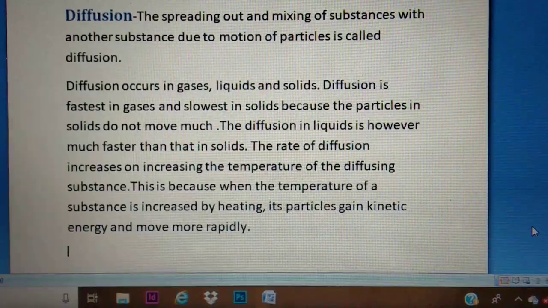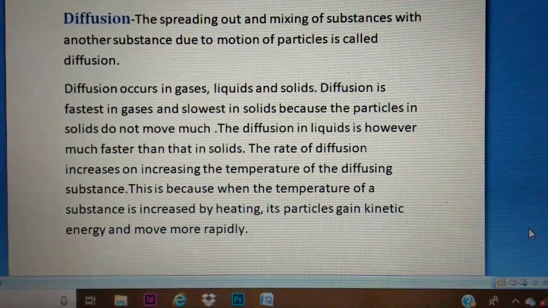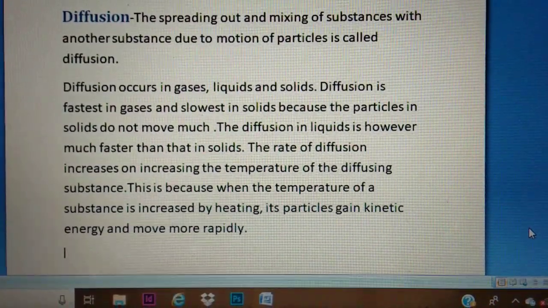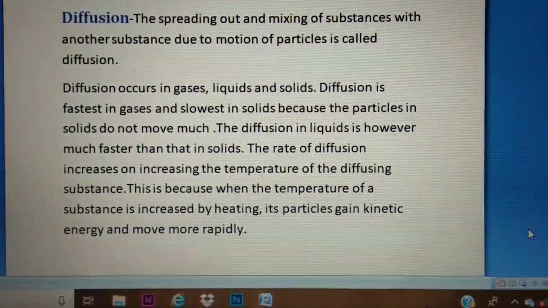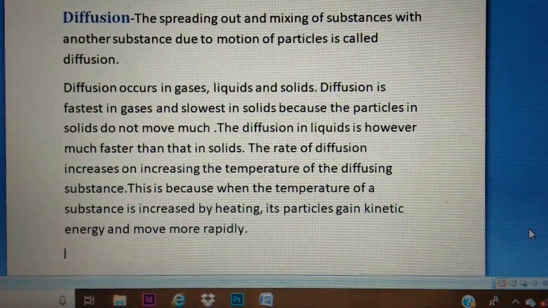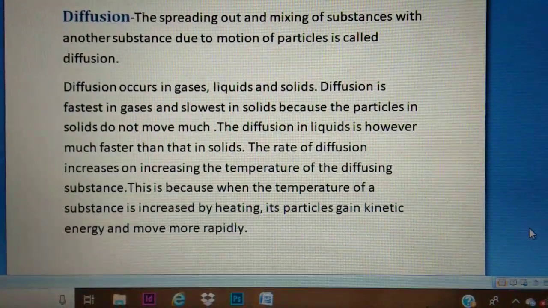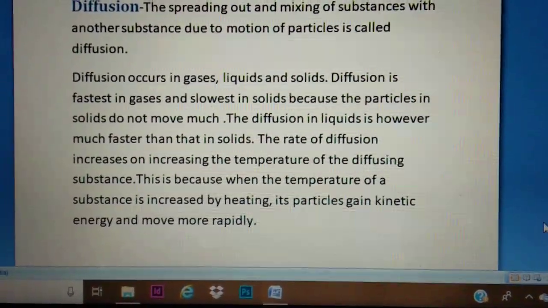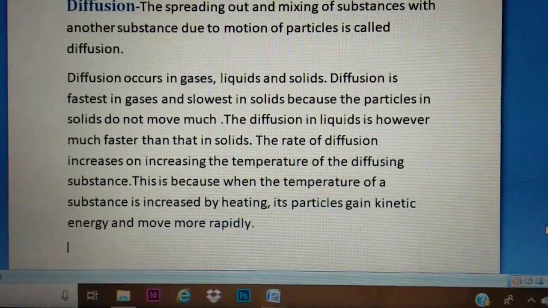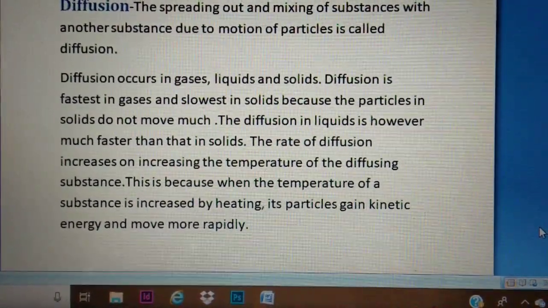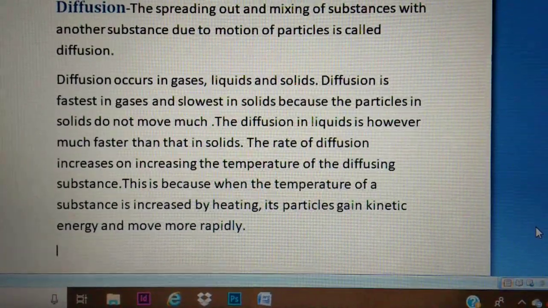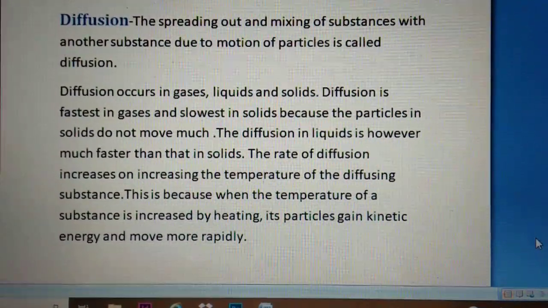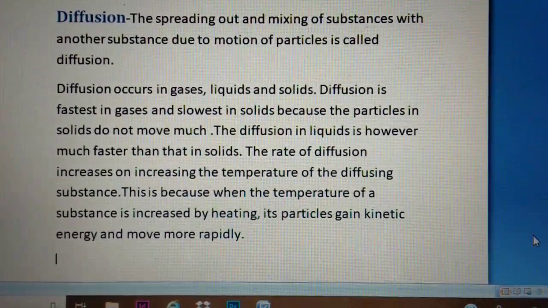Now diffusion is a property of matter which is based on the motion or movement of its particles. Diffusion occurs in gases, liquids and solids. That means in all three states diffusion takes place. But diffusion is fastest in gases and slowest in solids. Why? Because the particles in gases move very rapidly, because the particles are not tightly packed with each other. They have very less intermolecular forces of attraction and very large intermolecular spaces. That's why they move rapidly.